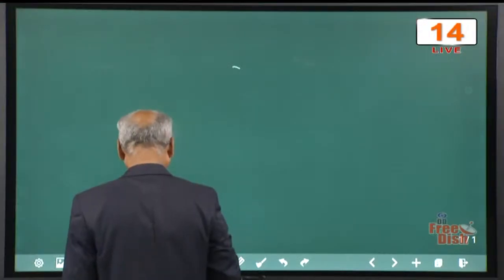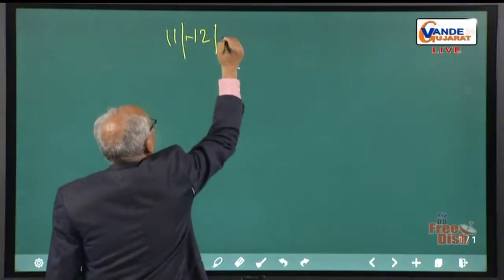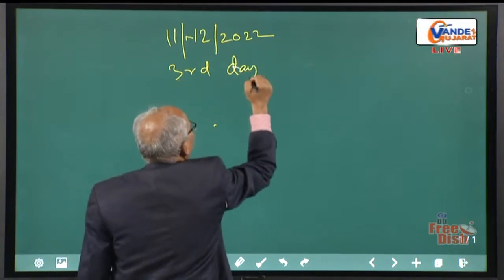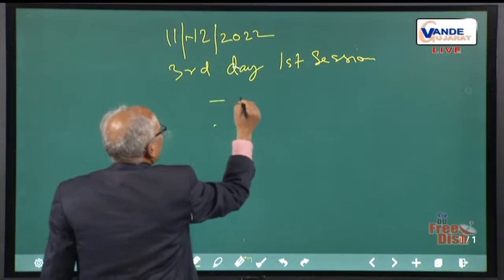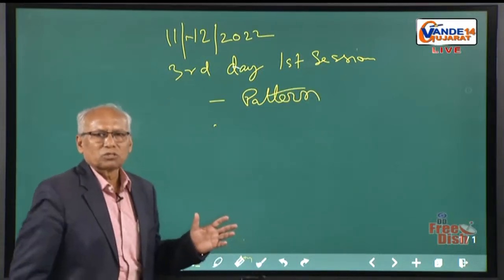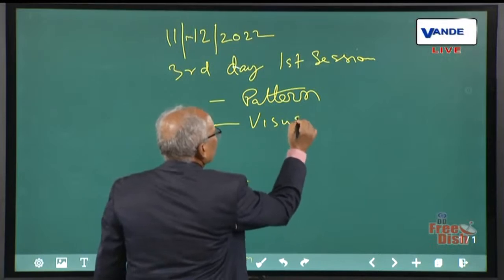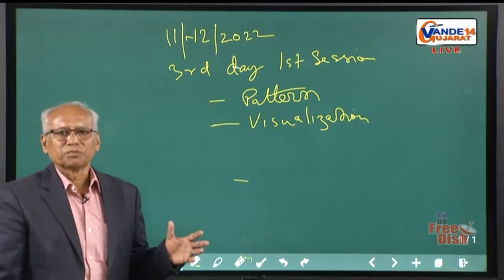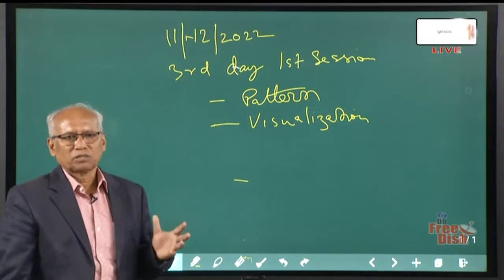Today is 11 December 2022. So, one thing is that pattern identification is one of the most required things, and the second thing is visualization, where to look from. If students can learn these two activities properly, then they can become masters in mathematics.